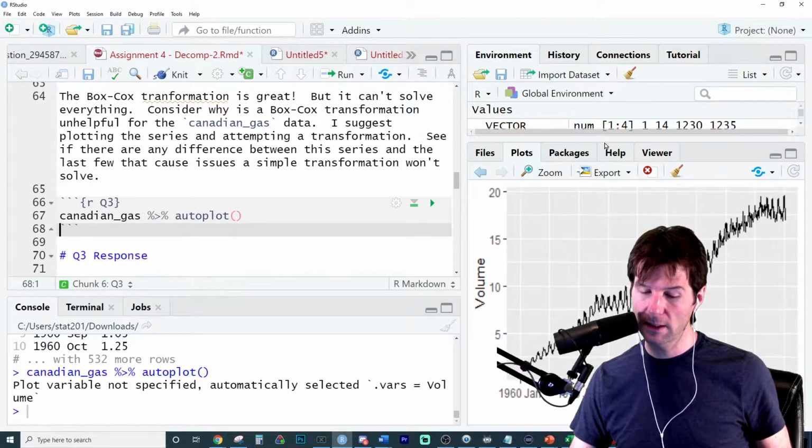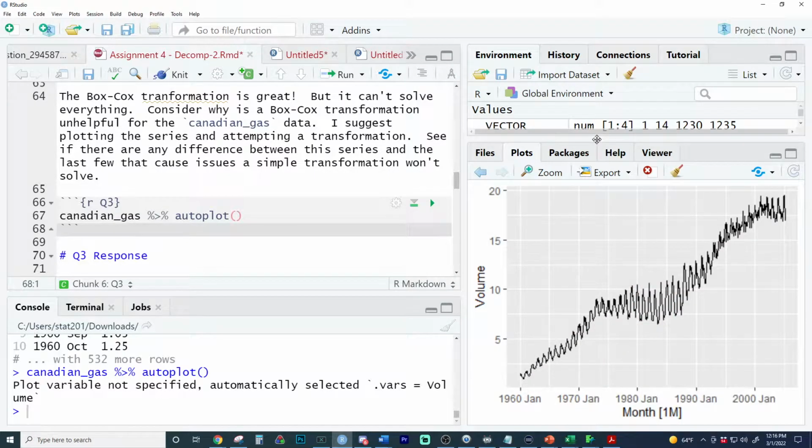And here's the Canadian gas. I suggest plotting the series and attempting a transformation and see if there are any differences between the series and the last two that cause issue. A simple transformation won't solve. Okay. Well, if you look, we got this lack of linearity. So there's a lack of linearity, and there's a change in spread. It goes line, flat line, curve in the middle. A lot of linearity issues.